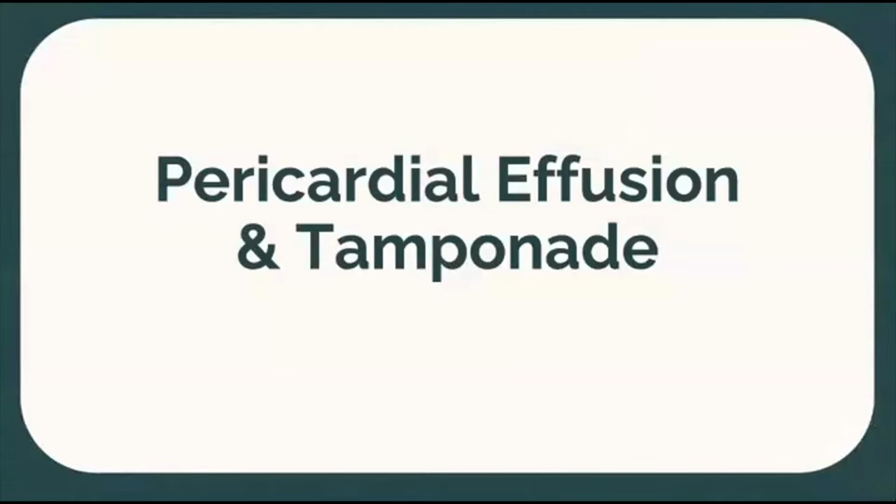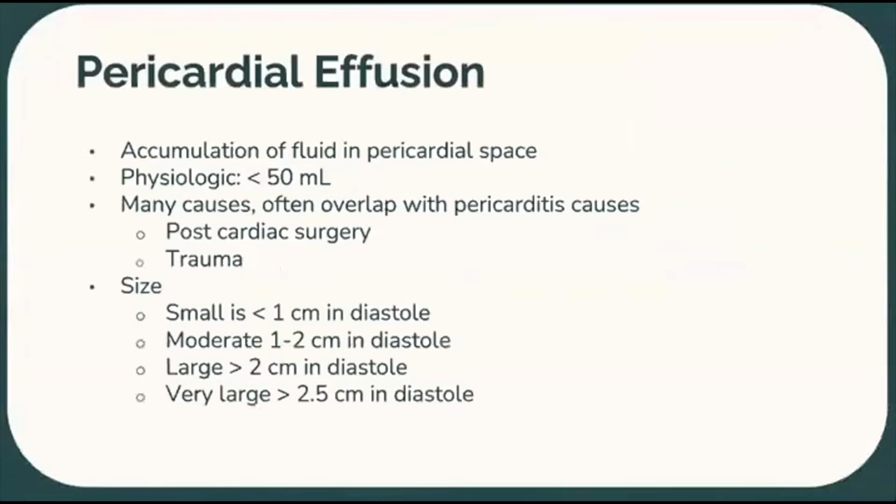So moving on to pericardial effusion and tamponade. The effusion itself is just an accumulation of fluid in the pericardial space, the cavity, as we talked about earlier. Physiologically, you can have up to 50 milliliters, and that'd be entirely normal. There's tons of causes. Often they will overlap with your pericarditis causes as well, but I've highlighted especially post-cardiac surgery and trauma.